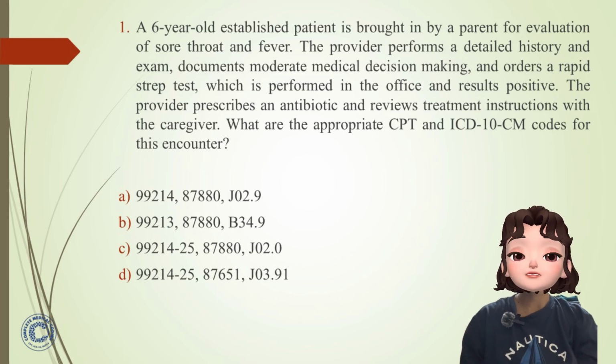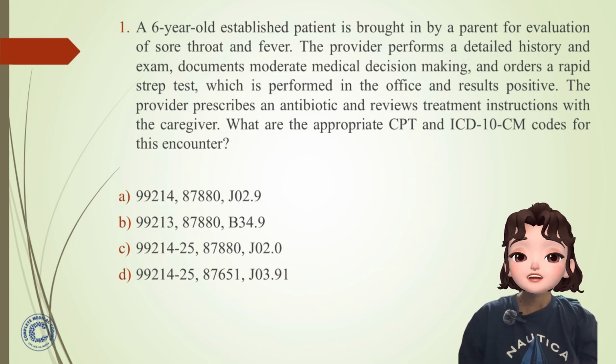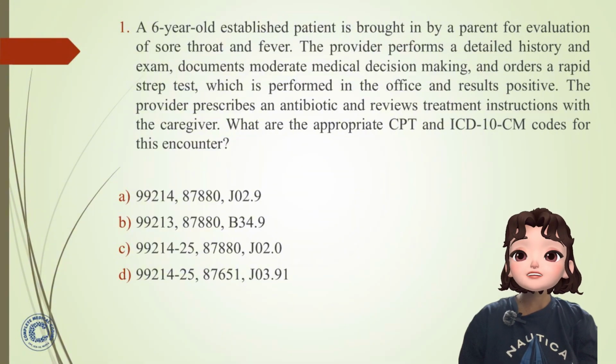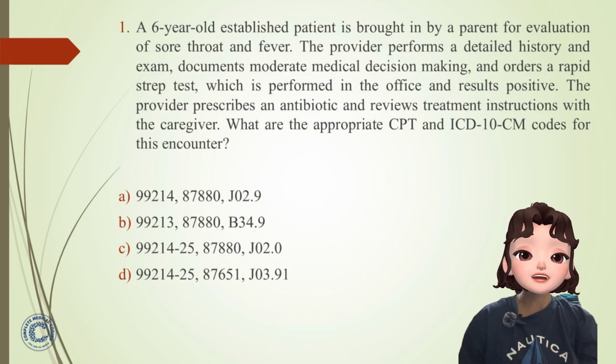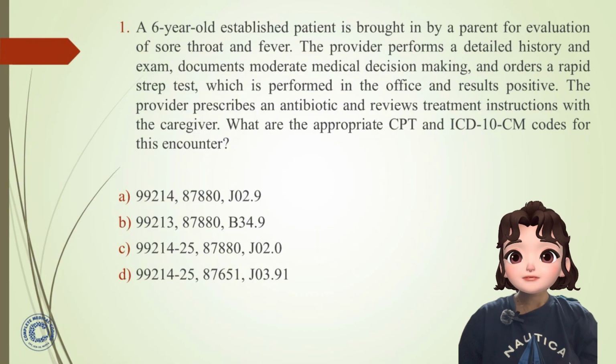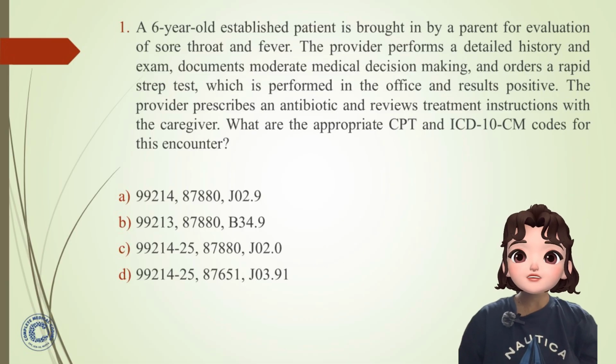What is the description of the 25 modifier? It's a code which is appended to an E&M service to show that a patient required a significant, separately identifiable E&M service. Means along with the E&M service, the patient requires a little more service along with the E&M code. Okay, by the same provider on the same day as a minor procedure or other service.